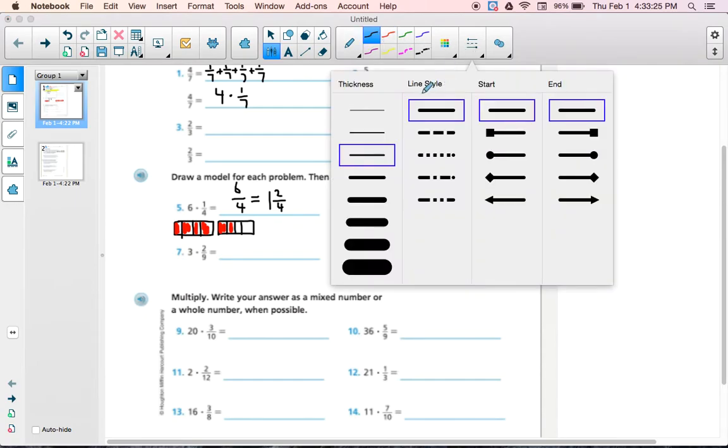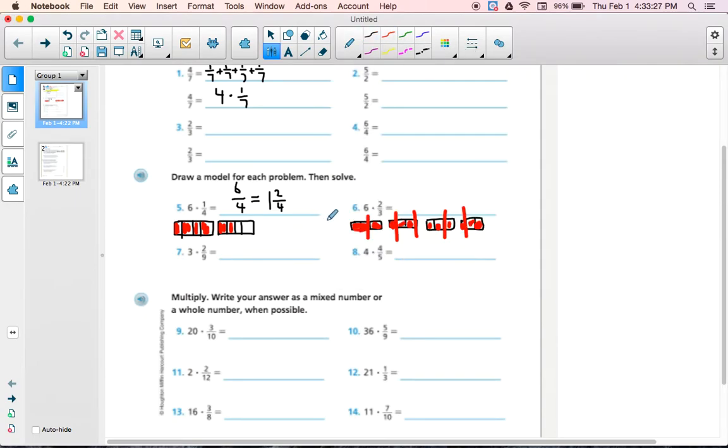And I notice that 6 2/3, that's the same as 1, 2, 3, 4 wholes. So 6 times 2/3, 6 times 2 is 12 thirds, which is the same as 4 wholes. Let's count the number of thirds. 1, 2, 3, 4, 5, 6, 7, 8, 9, 10, 11, 12. 6 2/3 is the same as 12 thirds. Okay?